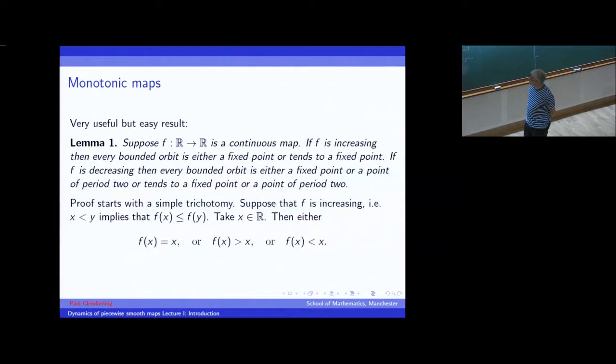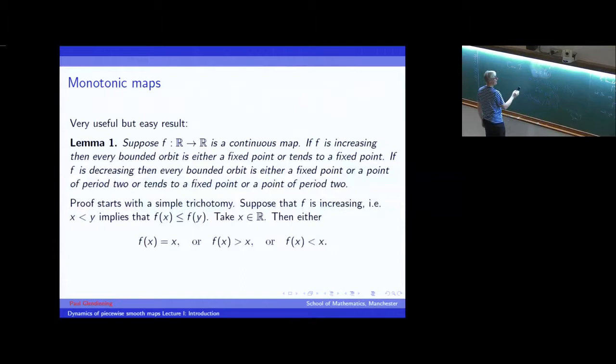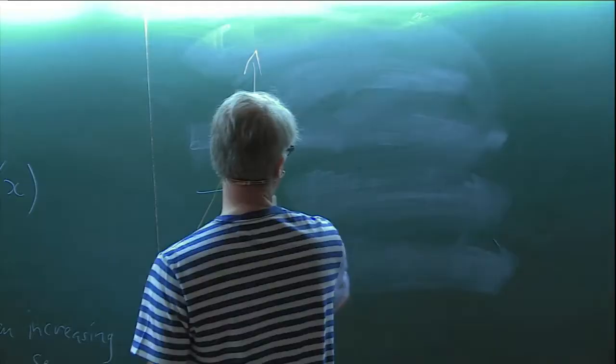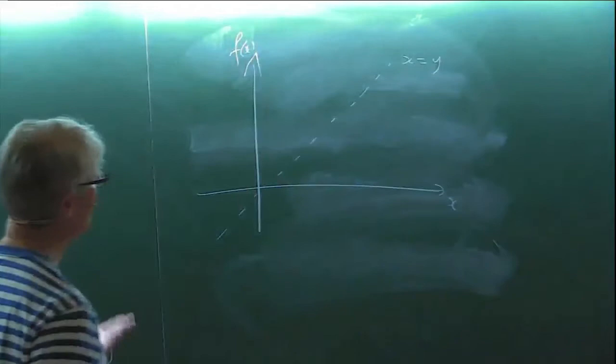Which means that the only thing that we have to worry about is places where things are not monotonic or not continuous. And we could just do a quick little diagram that explains why this is true. Here's the diagonal. So suppose I have a monotonic increasing function. Well, it might look like this.